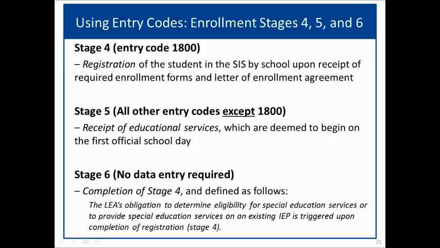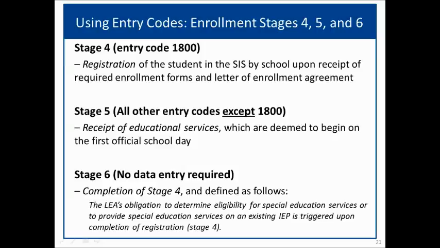Stage 5 is the receipt of educational services, which are expected to begin on the first official school day. So that's really the butt-in-seat date, right? When are these students actually attending your LEA? When do they first start coming? That would be the stage 5 date. And at that point, you would use any of those entry codes besides 1800. So all those other entry circumstances that we discussed earlier, that is when you would put those in for stage 5. Stage 6 does not involve data entry or data exchange with OSSE.